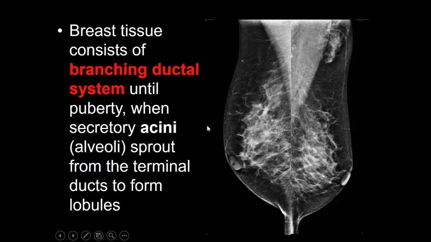So the breast does not fully develop until puberty. And up until that point, it's really just a branching ductal system. But at puberty, that is when the secretory acini will sprout and form the terminal ducts in order to form those lobules. And here you can see the breast tissue on the mammogram of this patient. And notice up here on the left side, there is accessory breast tissue.